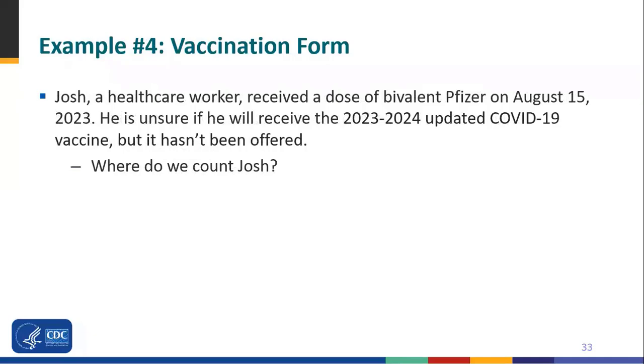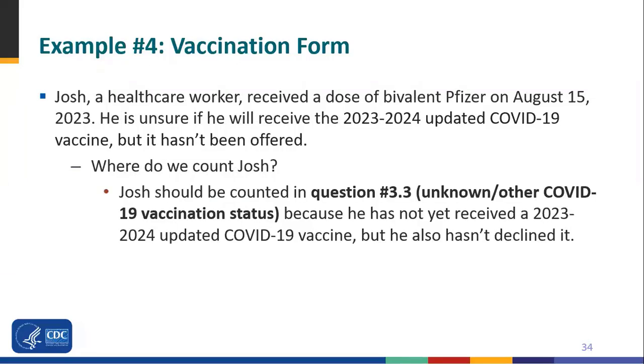In this scenario, Josh received a dose of the bivalent Pfizer vaccine on August 15, 2023. He's unsure if he'll receive the 2023-24 updated vaccine, but it hasn't been offered yet. Josh should be counted in question 3.3, unknown or other COVID-19 vaccination status, because he has not yet received the 2023-24 updated vaccine, but he has also not declined this.